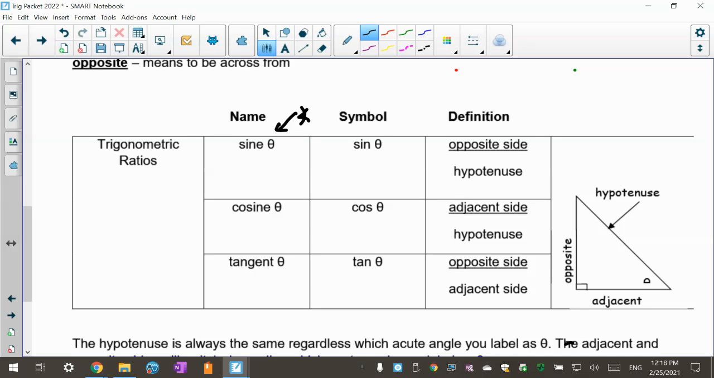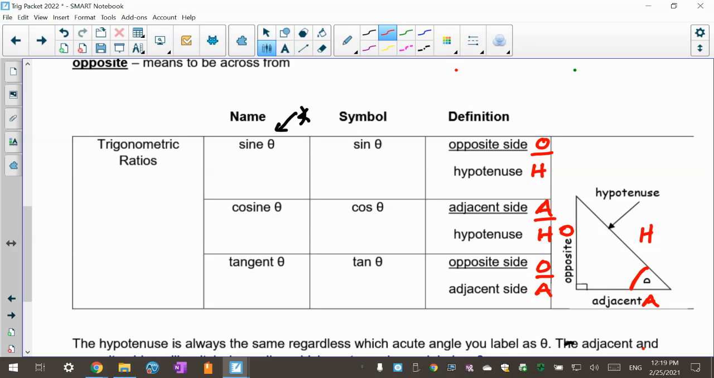Okay, so the definition of sine is the opposite side. So this is where we get the O and H from. The opposite side over your hypotenuse. The cosine is your adjacent side over your hypotenuse. And your tangent is your opposite over your adjacent, okay? And that's if they're talking about this angle right here, that's where they labeled everything, okay? So here would be your H for hypotenuse, opposite would be here, and adjacent would be here.